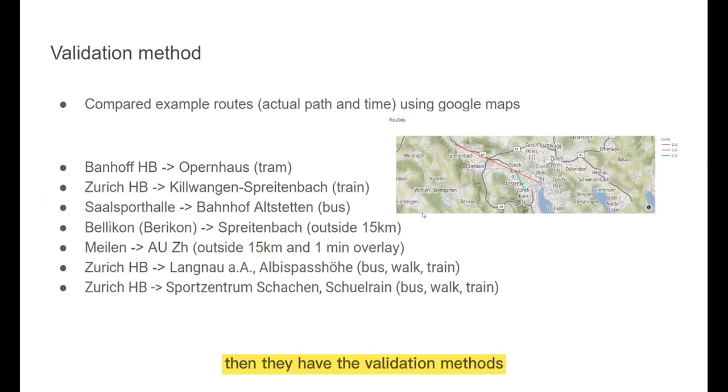Then we have the validation method. In order to make sure our algorithm is correct, we try to test it using the following example routes that we found from Google Maps, with origin and destination pairs within 15 kilometers of Zurich. The cases are: we planned a route which is direct; we found a route which includes a train and a bus; we have a route that requires walking to another station; and we have a route that goes outside the 15-kilometer radius.